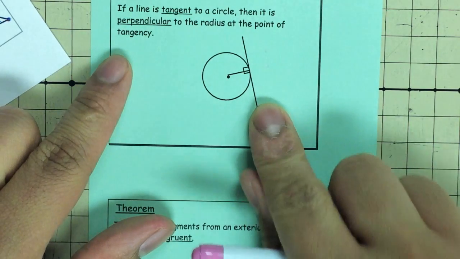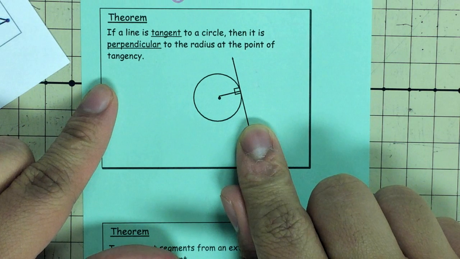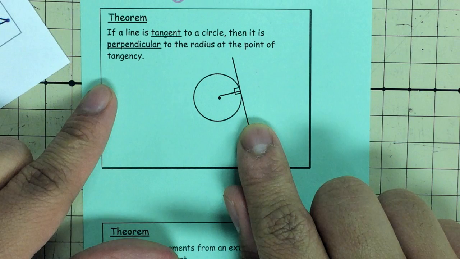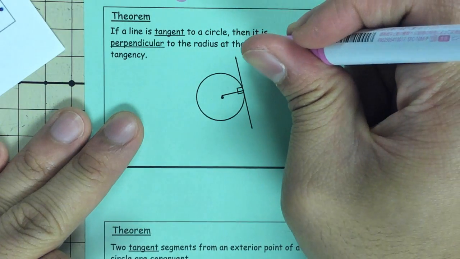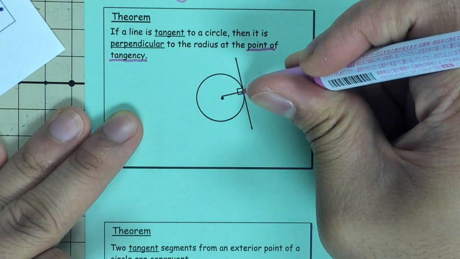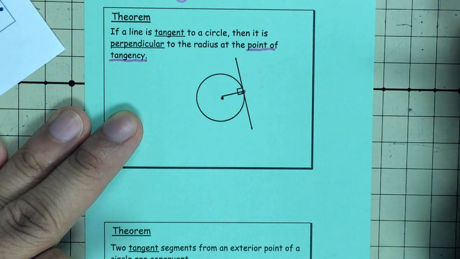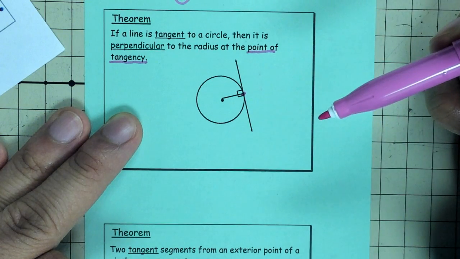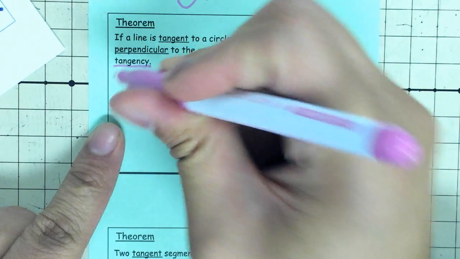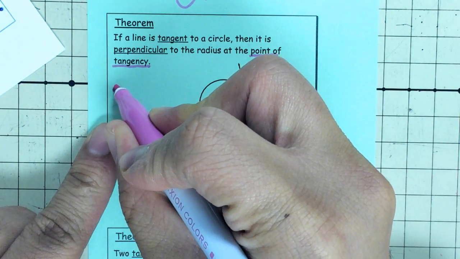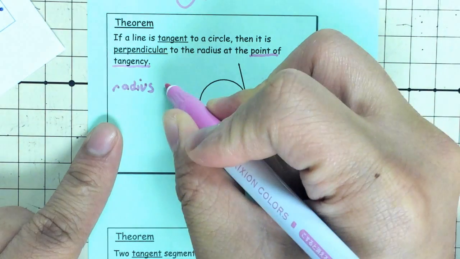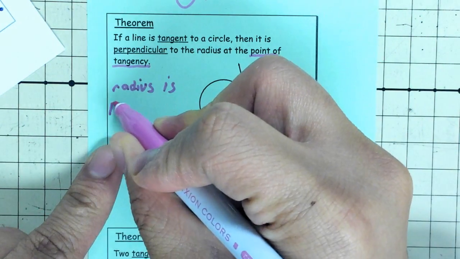First, if a line is tangent to a circle, then it is perpendicular to the radius at the point of tangency. Point of tangency is what you call that point where the radius and the tangent line meet. So the radius and the tangent line make a 90-degree angle. Let me write that down. The radius is perpendicular to the tangent line.